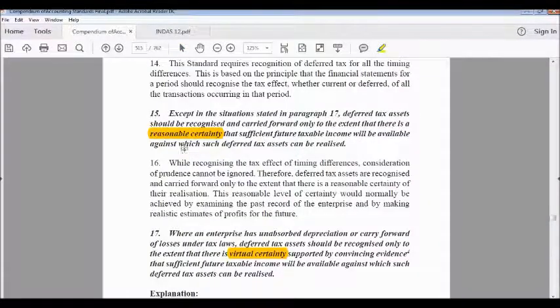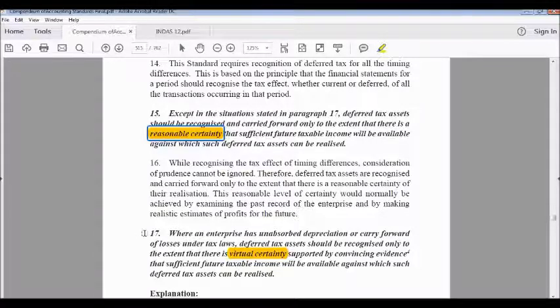And then the next difference, which is also very important, is regarding the recognition of deferred tax asset. So earlier Accounting Standard 22 says, except in the situation stated in paragraph number 17, deferred tax asset should be recognized and carried forward only to the extent that there is a reasonable certainty that sufficient future taxable income will be available against which such deferred tax asset can be realized.